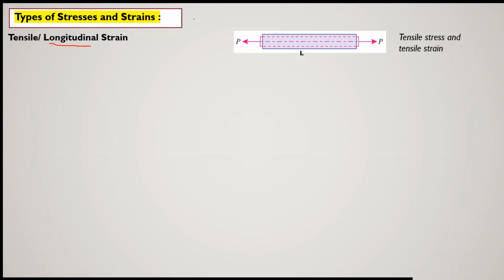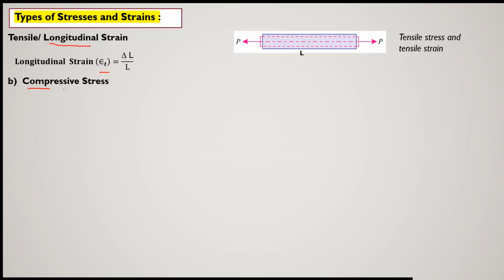Now tensile or longitudinal strain. When we are talking about the tensile strain, that means there will be some elongation and definitely its longitudinal dimension will extend or elongate. So that's why you can say tensile strain or longitudinal strain. Again we are referring to the same figure. Now longitudinal strain or tensile strain is epsilon T, T for tensile, epsilon for strain. So it will be the ratio of delta L by L.